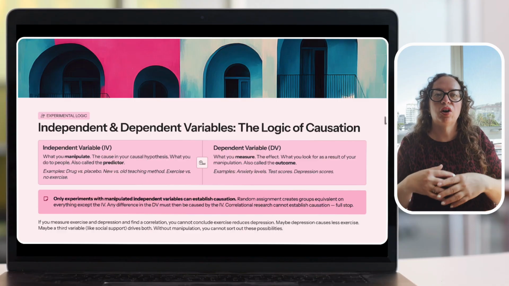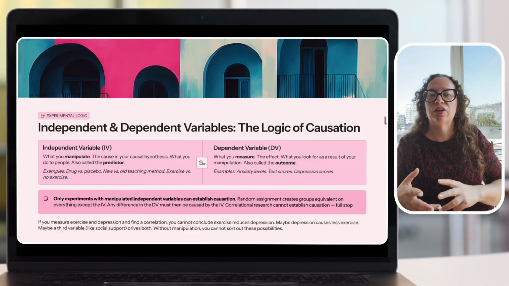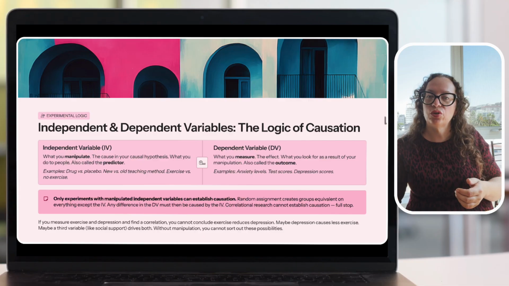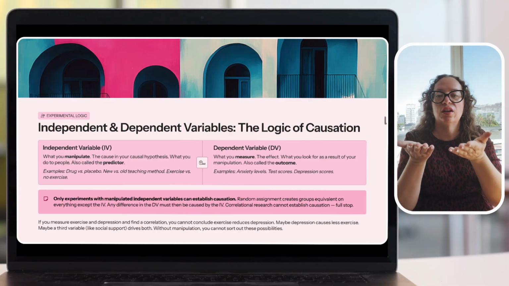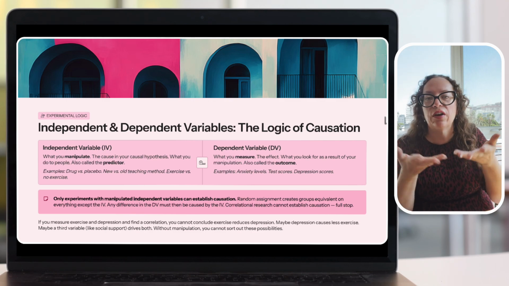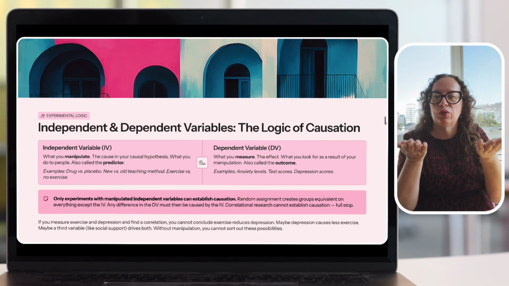It creates groups that are equivalent on everything except the independent variable. So think about it. If you randomly assign people to get the drug or not, the two groups should be similar in age, gender, baseline anxiety, health, history, personality, everything. Any individual characteristic should be balanced across groups by random chance.